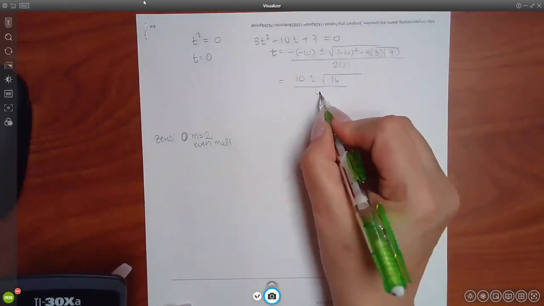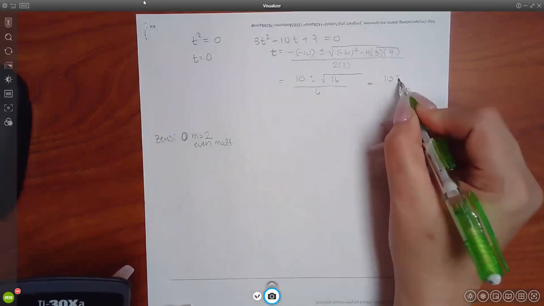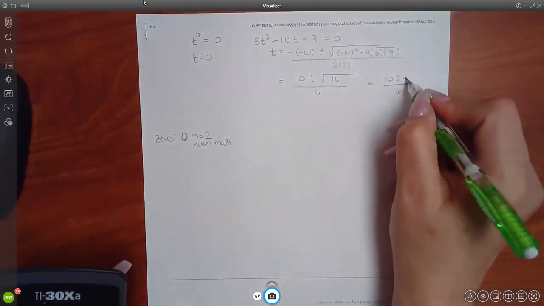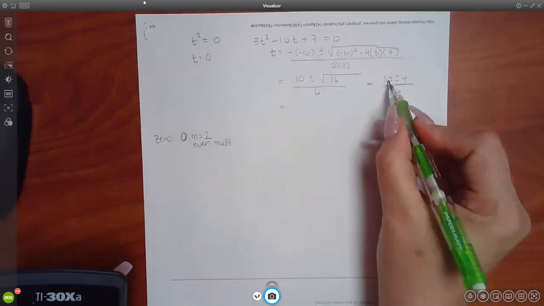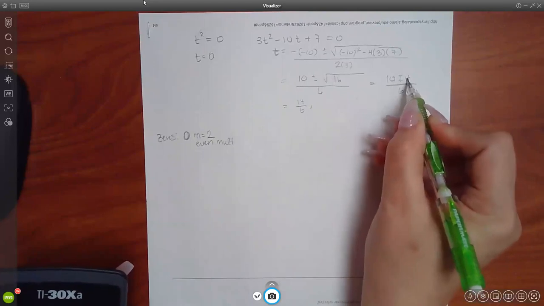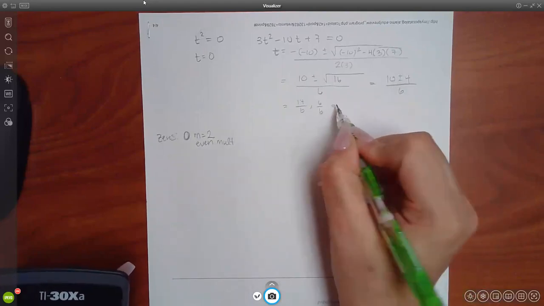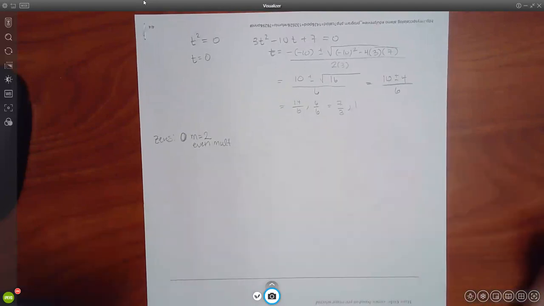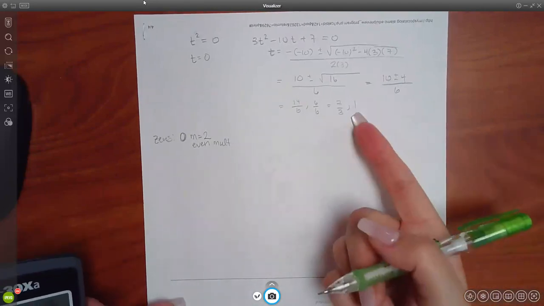2 times 3 is 6. So I get 10 plus or minus, what's the square root of 16? 4. So 10 plus 4 is 14. And 10 minus 4 is 6. So I get 7 over 3 reduced and 1, right? Those are my two values.